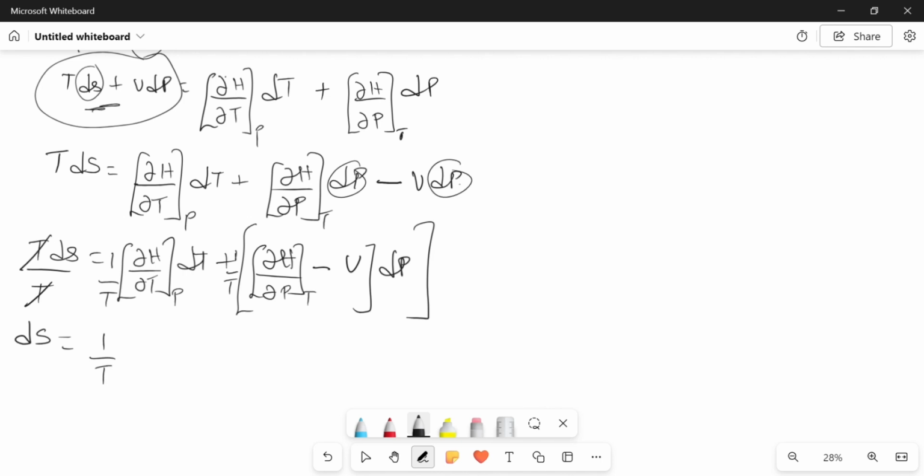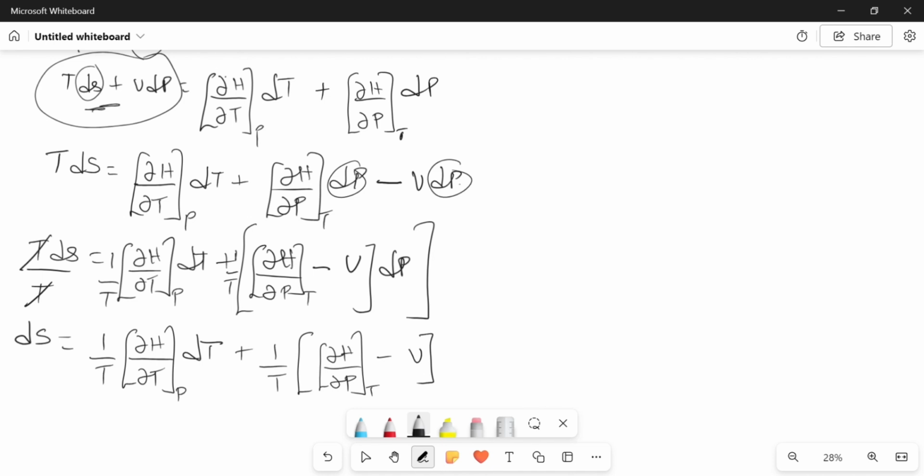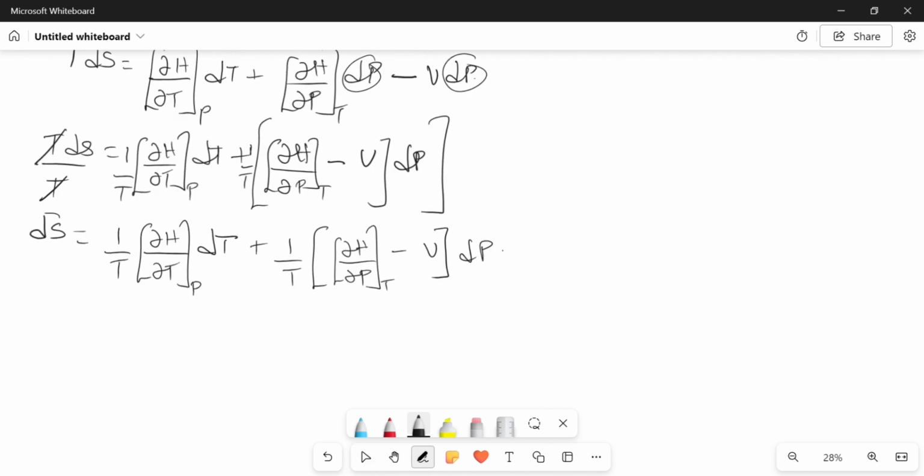So I have 1 over t, the partial differentiation of h with respect to t at constant pressure, dt, plus 1 over t, open your bracket, the partial differentiation of h over dp at constant temperature, minus v, then we have dp outside. So this is what we have here, and I have successfully found ds.